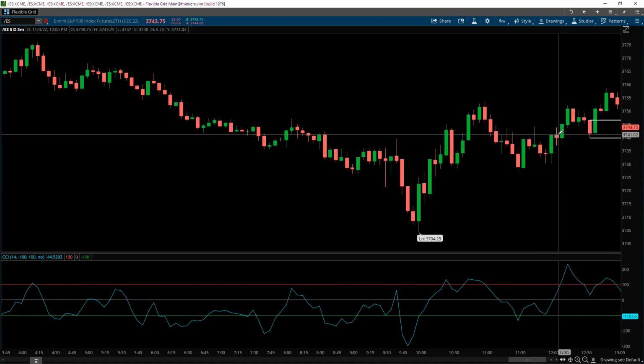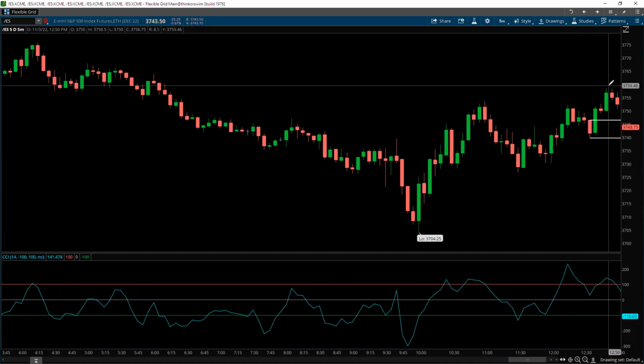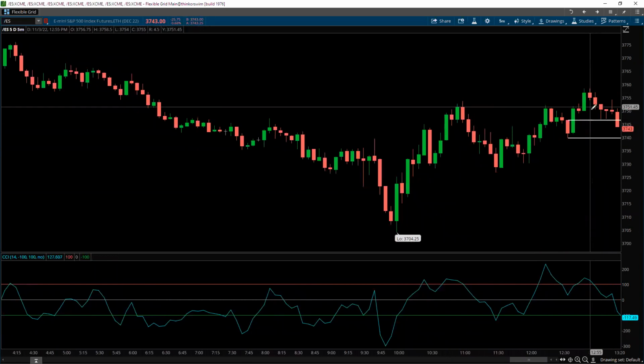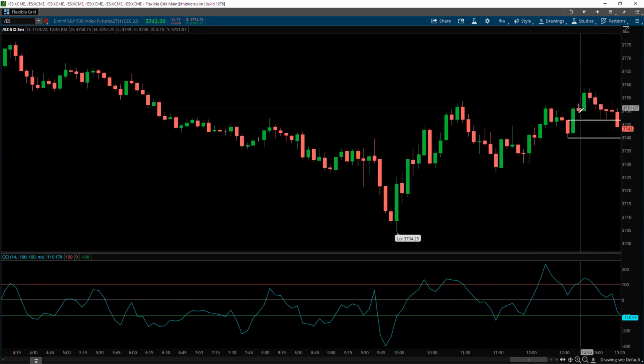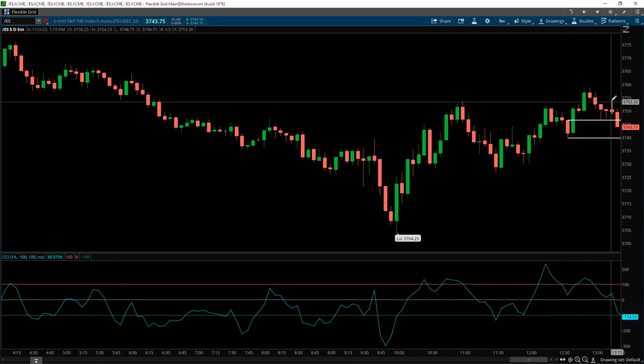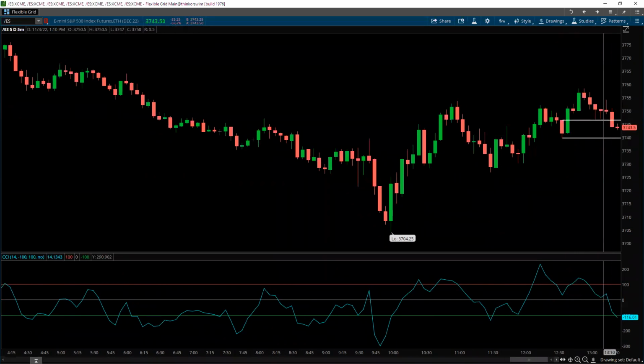We hold this area here, and we go up, and now we pull back. We can do the same thing. If we hold here, we're going higher. If not, we're going down. And you see, we didn't hold this area. So we broke below a demand area here. You have to recognize that as demand. That means the move up is not likely going to hold. And this is where we are now.